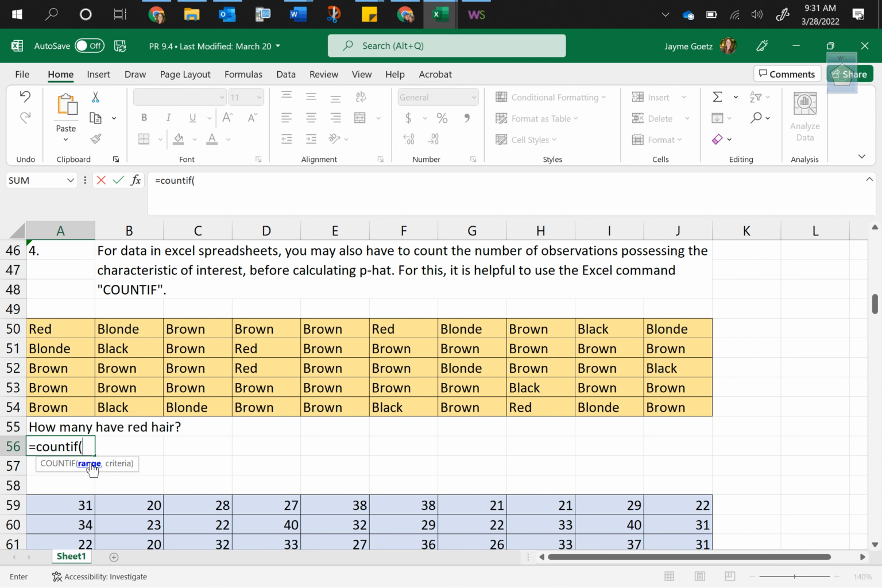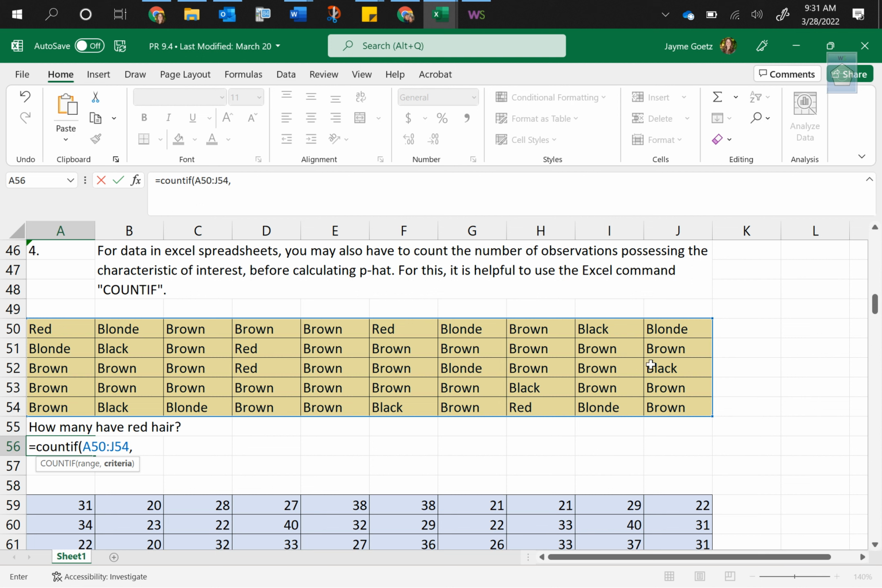Now you'll notice the first thing they want you to do is highlight the range. So the range is the table that we are given. So if on Hawks Learning they give you a table, you'll have to copy and paste it to Excel. That's my range. Comma, the next thing we have to do is put the criteria. Well, the criteria here is if they have red hair.